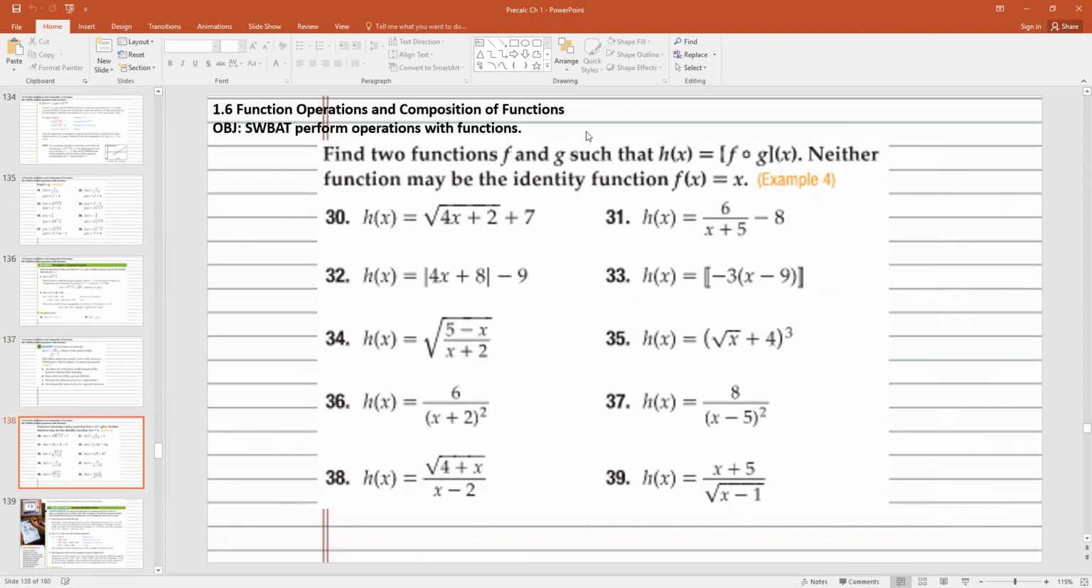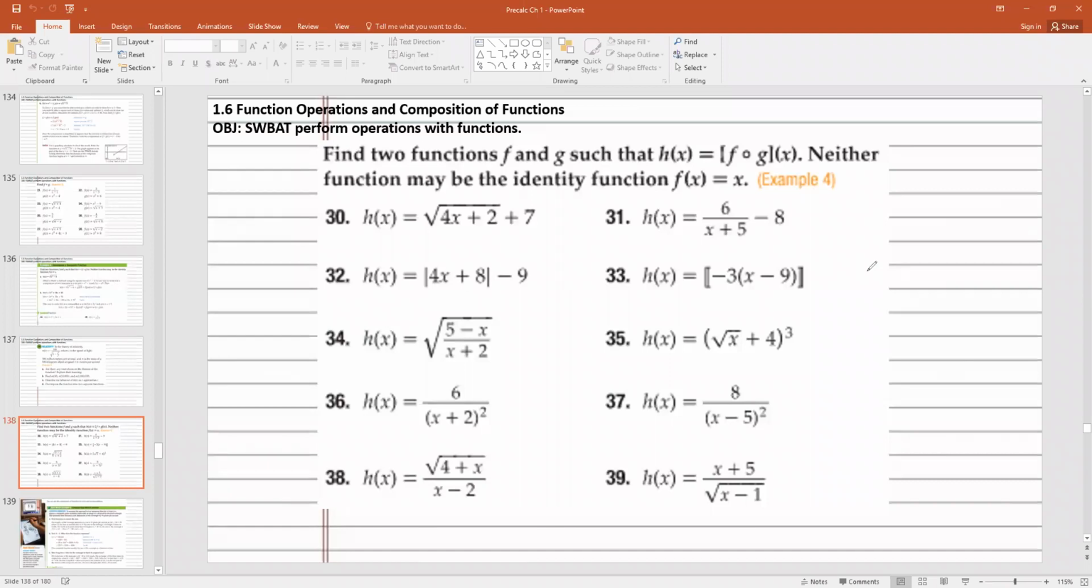Yeah, these are pretty cool. You might see one of these in a placement test, but not too often. You're more likely to see the ones that we just saw, the compositions. But sometimes you do see these where it says find the two functions f and g such that h of x equals f of g of x. Neither function may be the identity. So you can't use f of x equals x. You can't use that.